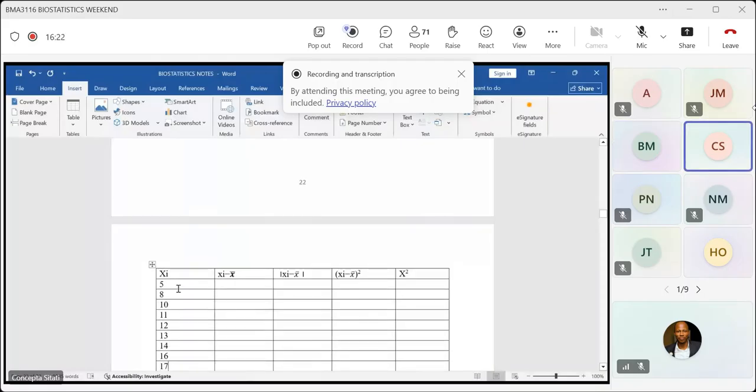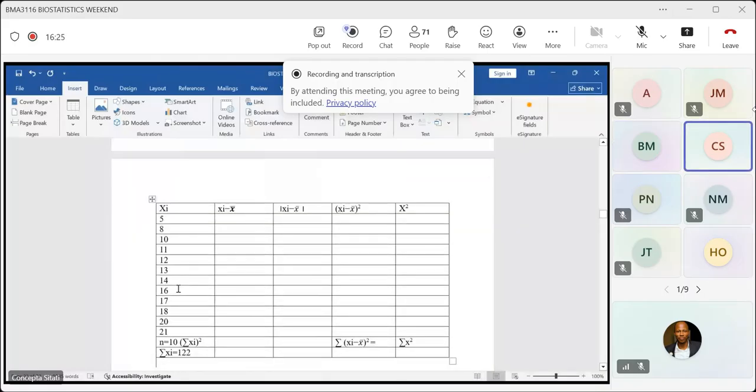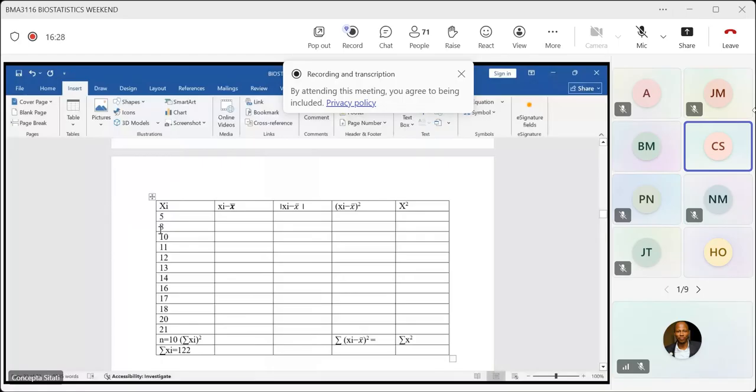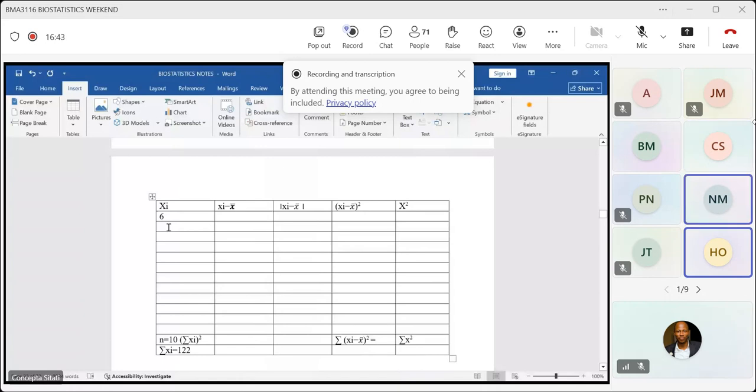Let me remove this and we write what you have. I don't want to use something different. Let's use what we have. So you start from 6, then 8, then 10, 11, 12, 12.